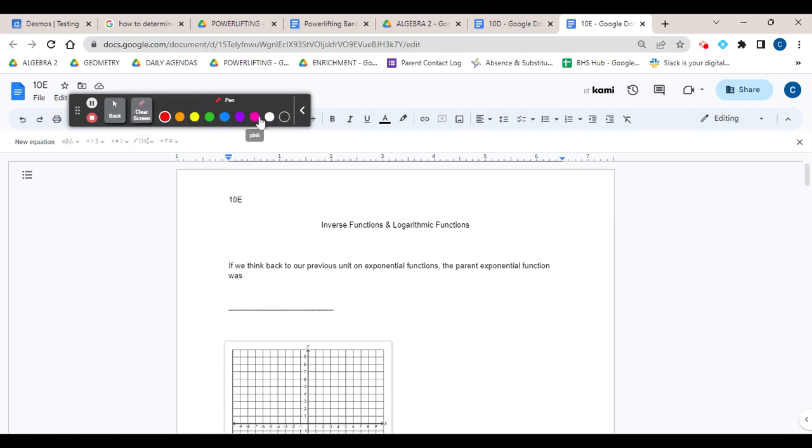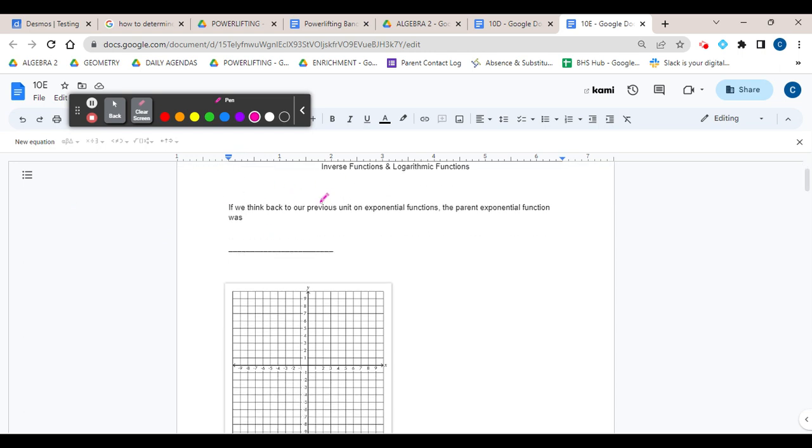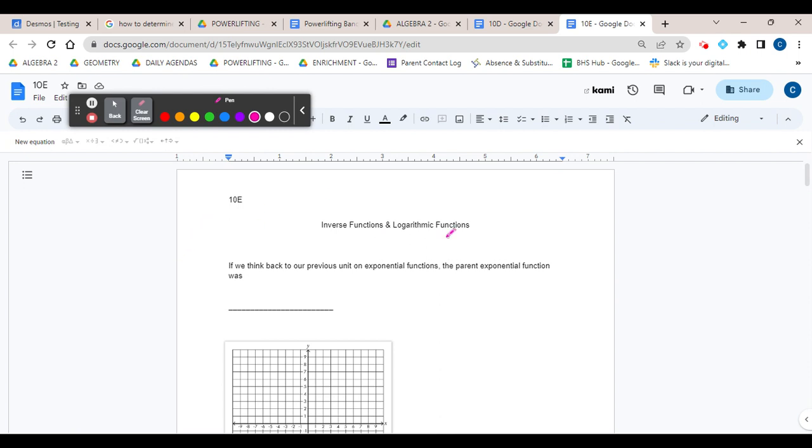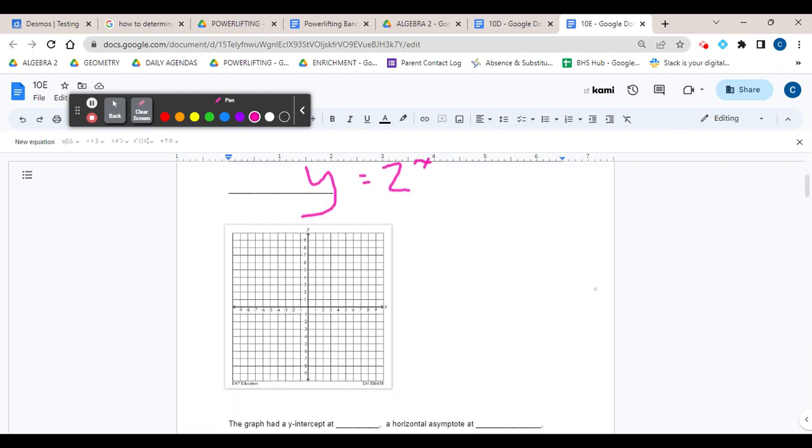Good morning. Here is the video for our next set of notes, the 10E notes here. So we think back to our previous unit on exponential functions. The parent exponential function is y equals 2 to the x power. Okay, y equals 2 to the x power. We did that back in unit 9.